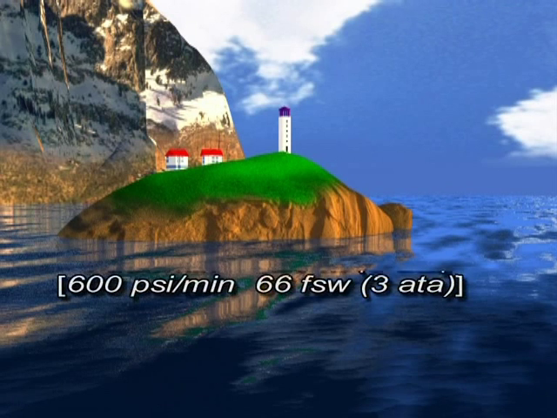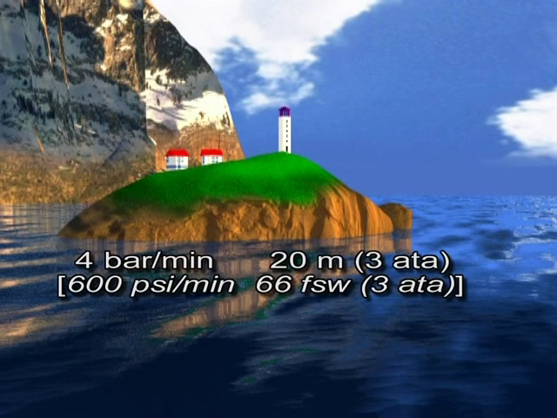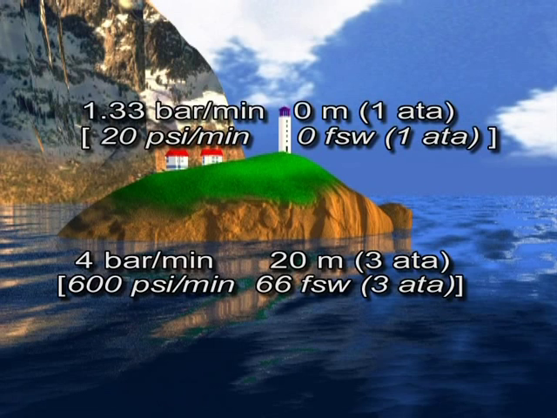In the earlier example we looked at, the consumption rate of 4 bar per minute, 60 psi per minute, was calculated at 20 meters, 66 feet of salt water, where we have an absolute pressure of 3 atA. The surface air consumption rate in this case is therefore 1.33 bar per minute, or 20 psi per minute.